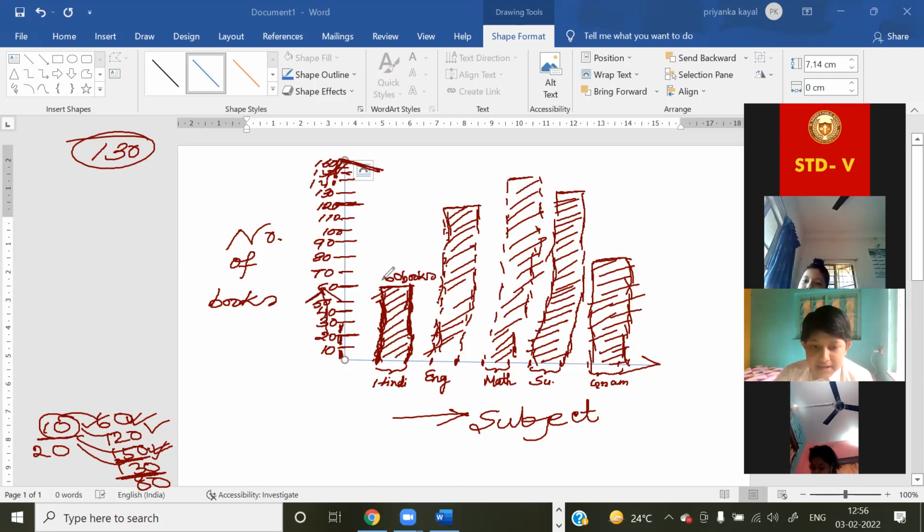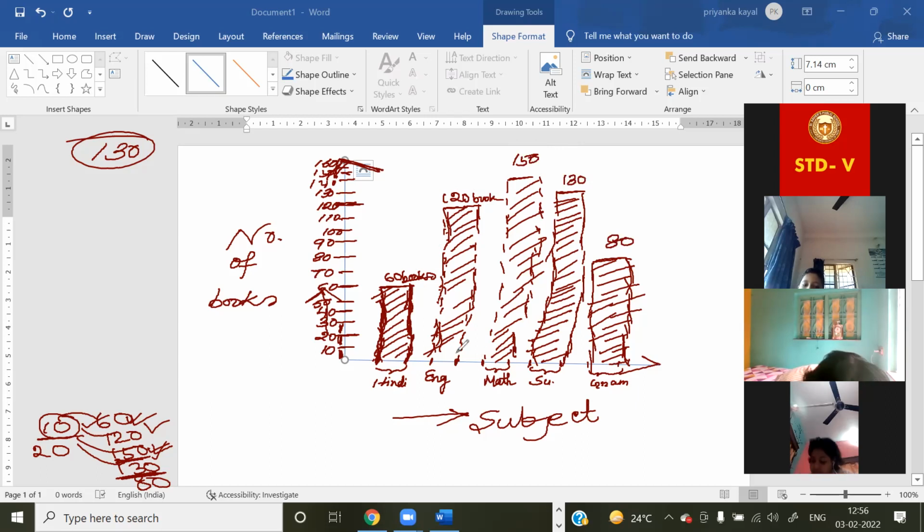Understood? It is not mandatory. Okay, ma'am. No need to write book, just 60, but by pencil. The thing will be by pencil. Understood? Yes, ma'am.